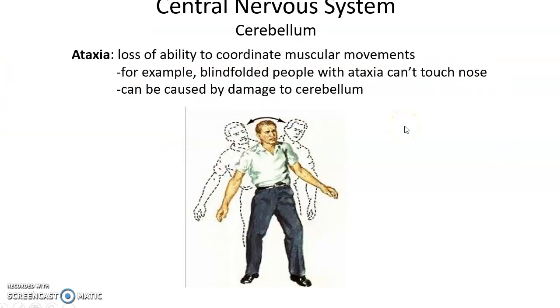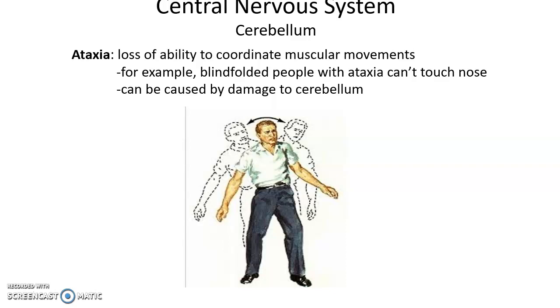If the cerebellum is damaged or otherwise is unable to function, you can develop ataxia. Ataxia is a loss of ability to coordinate muscular movements. So you might be trying to reach for something and you'll be off a little, so you'll knock things over. You'll have trouble walking in a straight line.